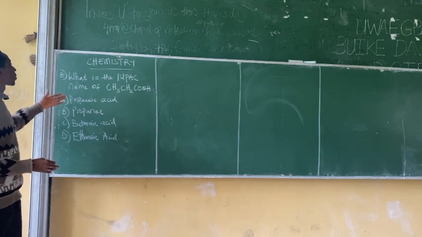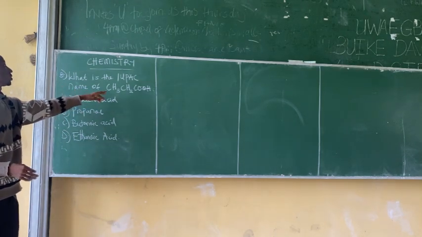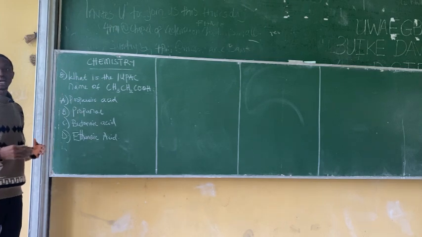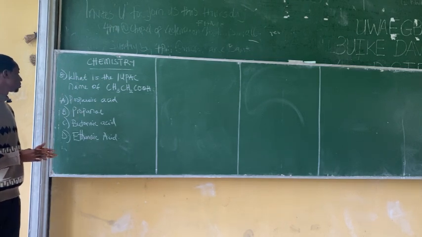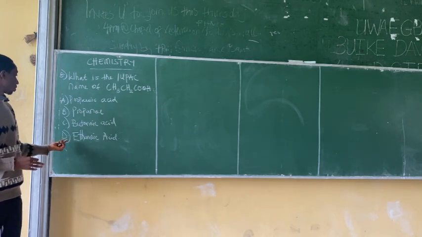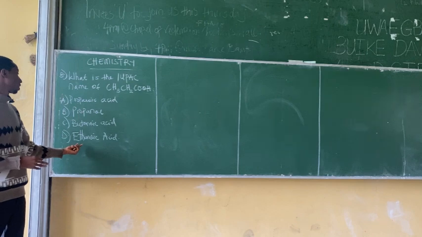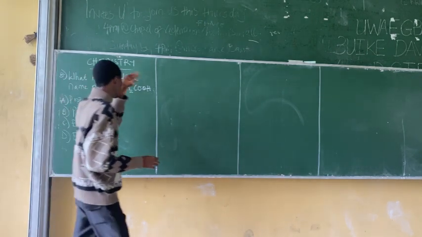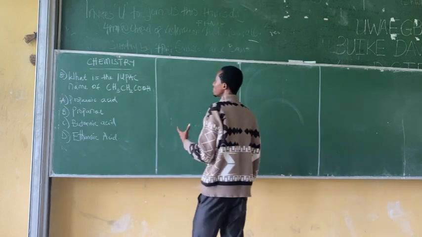Question 3 says, what is the IUPAC name of this compound? Option A says propanoic acid. Option B, we have propanol. Option C, we have butanoic acid. And option D, we have what? Ethanoic acid.